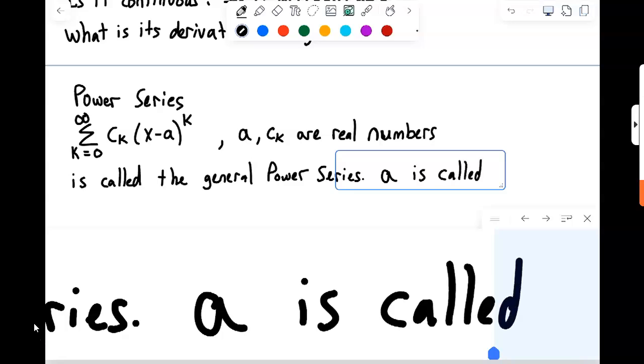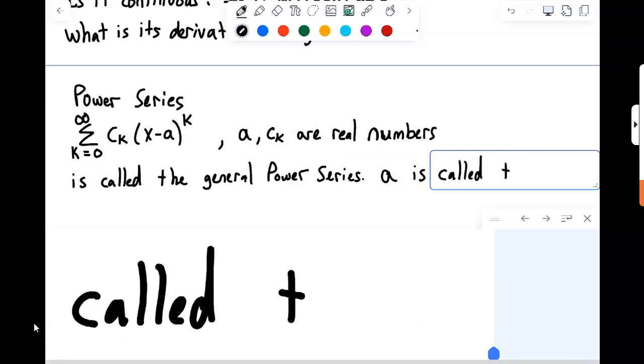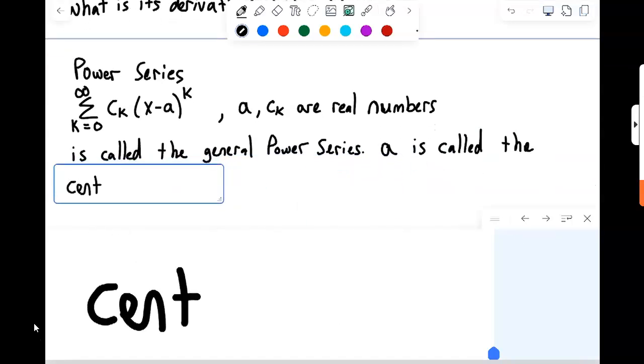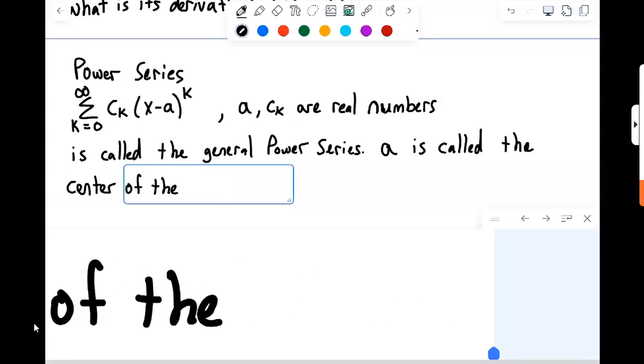called the center of the series. That's the point that the series revolves around.